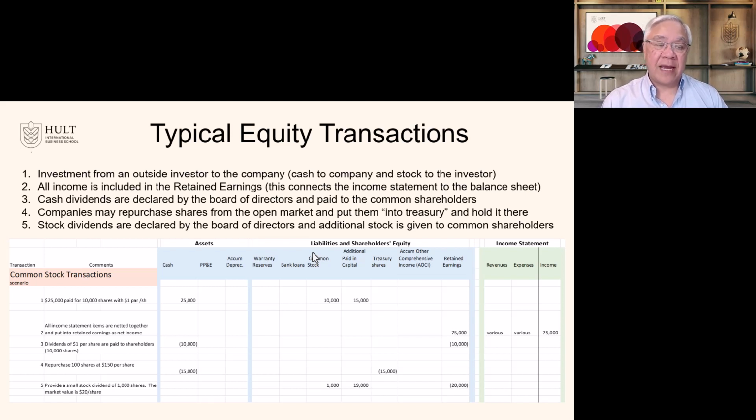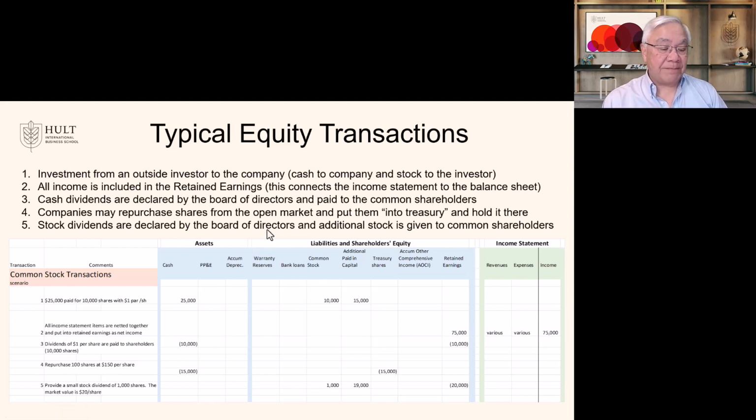The second transaction is all income is in retained earnings, and therefore that's how it connects to the financial statements. And here we see an example is if we had $75,000 worth of income, it jumps over from the green area of income statement to the blue area of the balance sheet as a positive to retained earnings. If it were a loss on the income statement side, it would then be simply a minus in retained earnings.